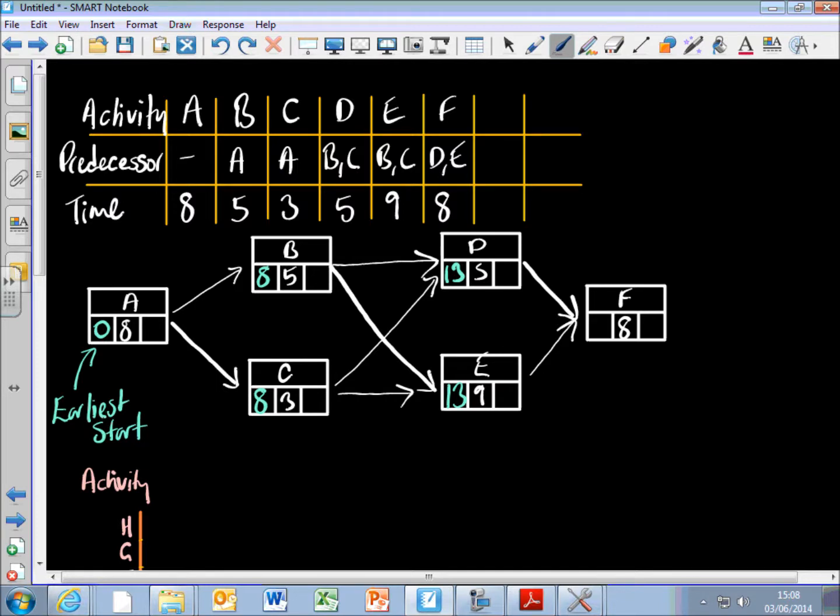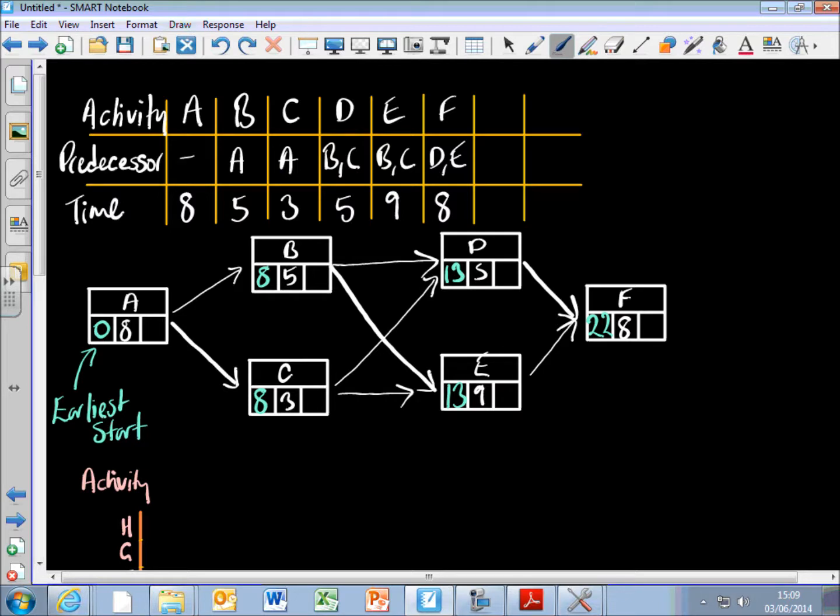Okay, so let's have a look at the earliest time that F could start. Well, F is reliant on D, and D could be finished by day 18, 13 add 5. But it's also reliant on E, and E could be finished by day 22, 13 add 9. So I'm going to pick the biggest because I need both of the jobs to be done. Okay, so what I've got there is the earliest start dates for all the activities.